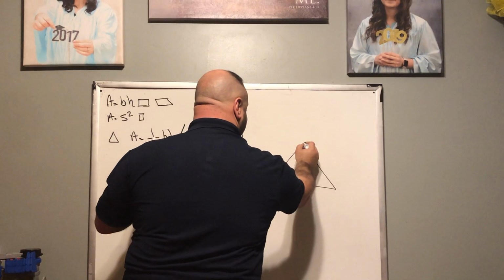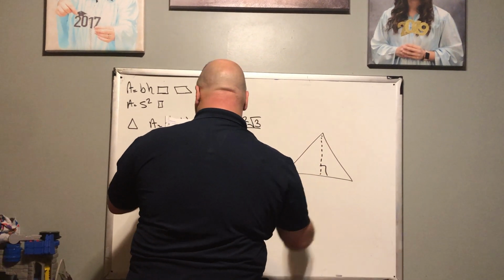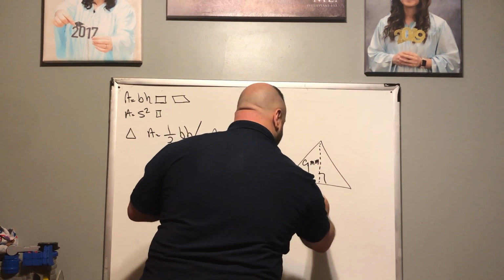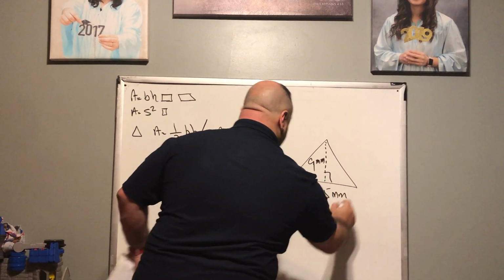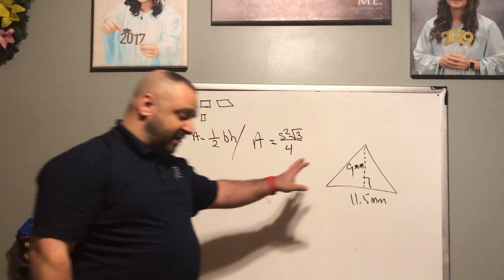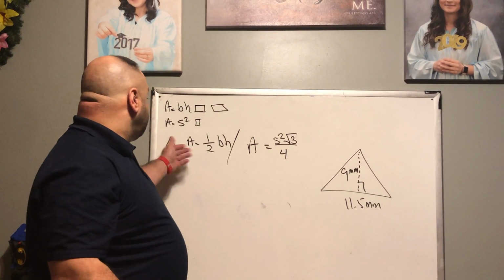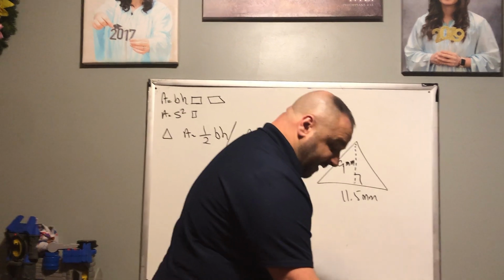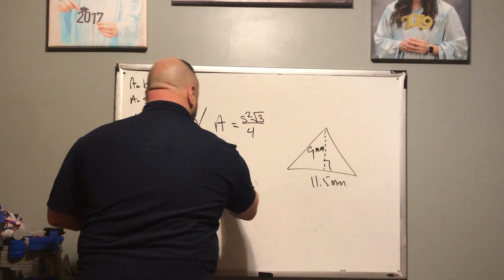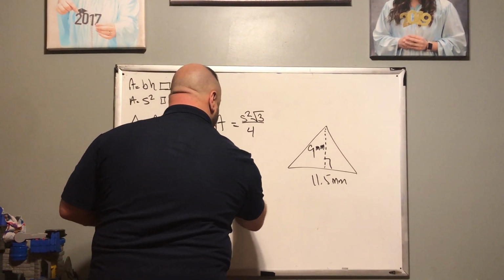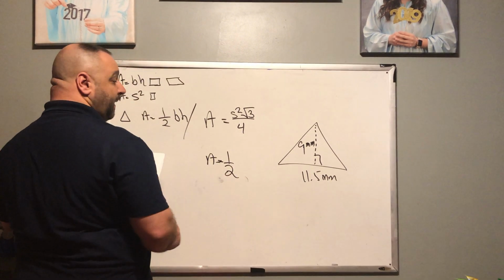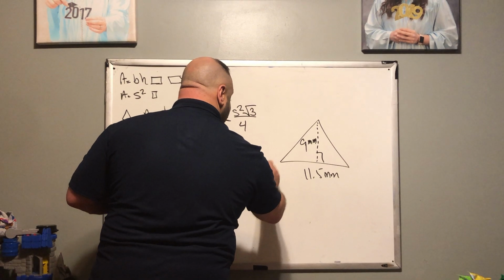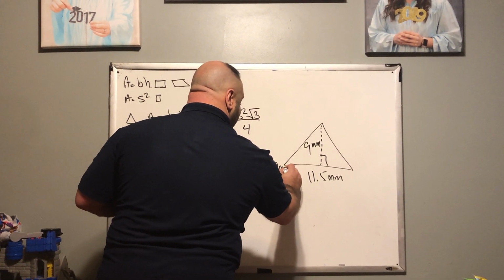All right, we have our altitude again, it's perpendicular, and this is 9 millimeters, and we have 11.5 millimeters. Again, this is not a special case, we're just simply going with area equals 1/2 times the base times the height. So 1/2 times the base, which is 11.5 millimeters, times the height, which is 9 millimeters.